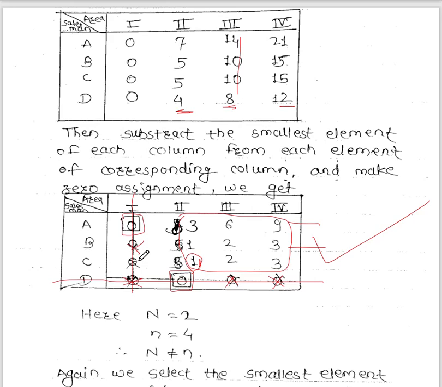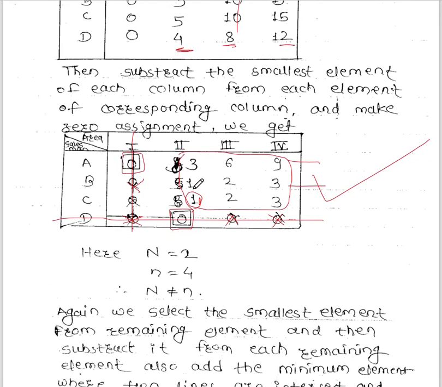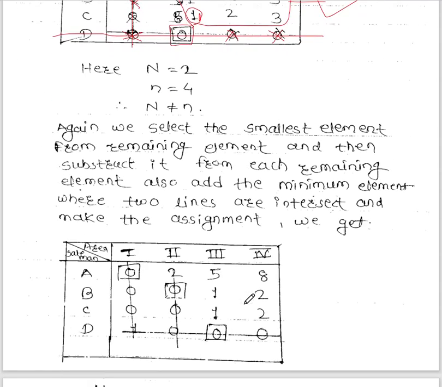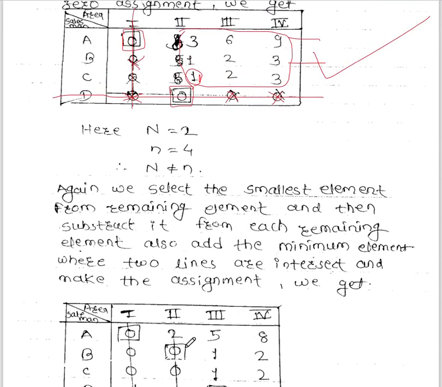Okay, so now we will select the smallest element, that is 1, then subtract it from the remaining elements. So here 0 as it is, this is 3 minus 1, that is 2, here 5, that is 8, here 0 as it is, this is 1 minus 1, that is 0, 2 minus 1, that is 1, then 3 minus 1, that is 2, and this 0 as it is, this is 0, and this is 2 minus 1, that is 1, and this is 3 minus 1, that is 2.